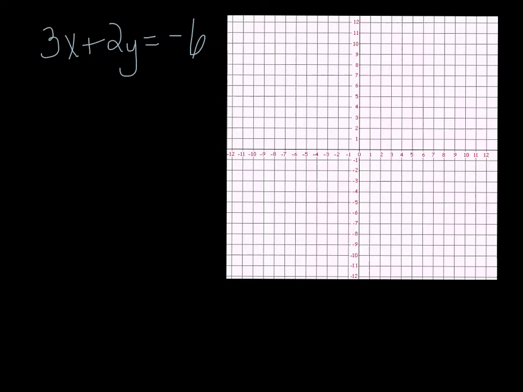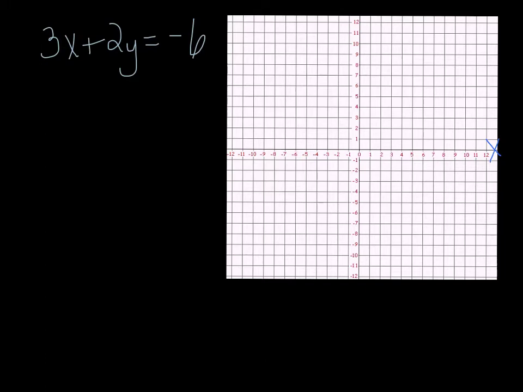Alright, so let's look at our first problem. We have 3x plus 2y equals negative 6. First of all, when we graph in standard form, we use our x and y intercepts. Let's talk a little bit. I know we've found x and y intercepts, but let's remember. If I have my x-intercepts, remember, that means it's going to cross my x-axis.